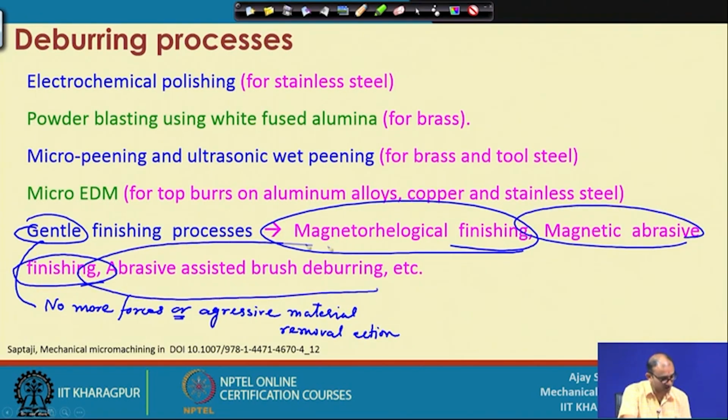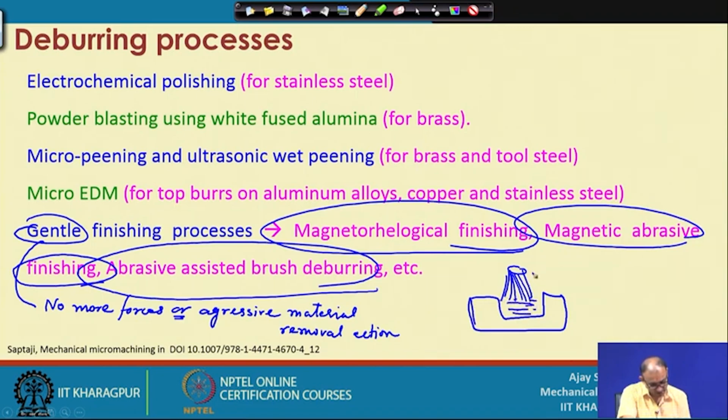Then there is the abrasive assisted brush deburring. You put the abrasive and put some brush here. Suppose you have one brush, right, and this is your component. You put one abrasive slurry here at this location, and then you rotate this brush at a high velocity. This particular brush will impart some velocity to the abrasive particles, and these particles will strike all the surfaces, but you also have to make sure that these particles do not damage the features or the different surfaces of the machined component. So, these are the different ways of doing deburring operations.